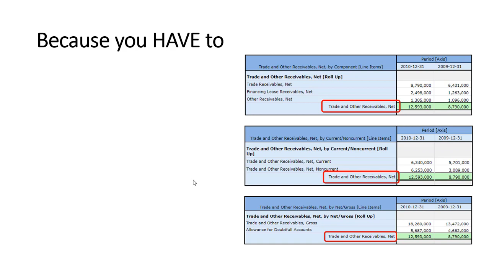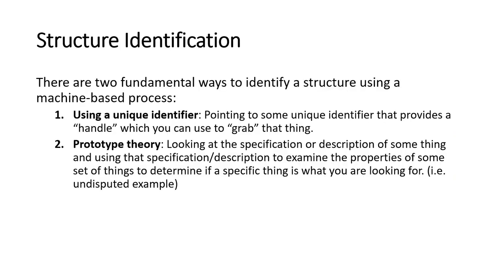This is what I mean by you have to do certain things within networks and hypercubes. So a couple things about structures. There are two fundamental ways that you can identify a structure using a machine-based process. Number one, you can use a unique identifier. The structure, if it has a name, you can grab that name and then use it reliably.